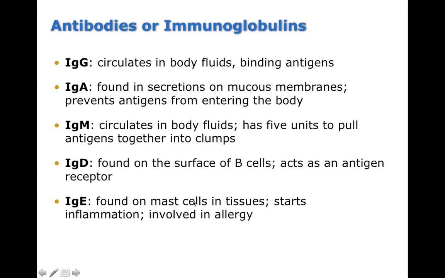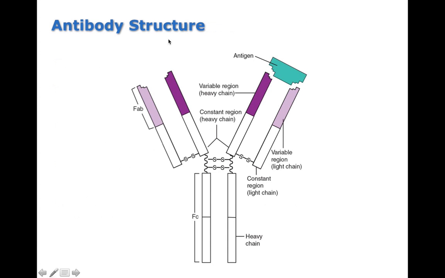Now IgE is found on mast cells. Remember, mast cells are the ones that you find within connective tissues, and these are the ones that release histamine, and so they're also involved with inflammation and allergy. So when you think about IgE antibodies, these are going to be associated with inflammation and allergy, as well as autoimmunity.